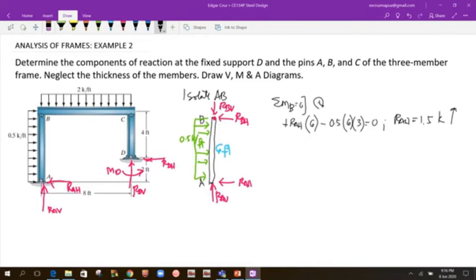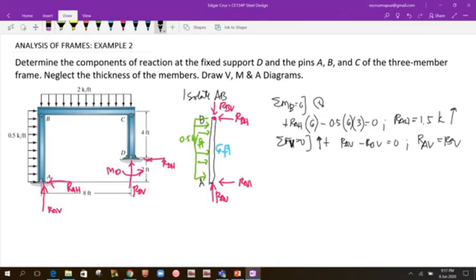Okay, so if we sum forces vertical equal to 0, with upward as positive, RAV minus RBV would be equal to 0. So we could say here that RAV would just be equal to RBV.